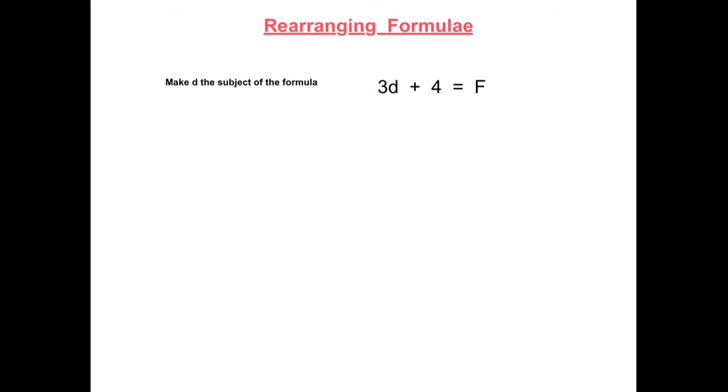This next slide here says make D the subject of the formula. Okay, as we can see currently F is the subject because that's the one by itself, so I've got to make D the subject by itself. So the first thing I need to do is get rid of this plus 4. And if you remember from last time what we did, when that says plus 4, I'm going to do the opposite to that. So I'm going to take away 4 from both sides.